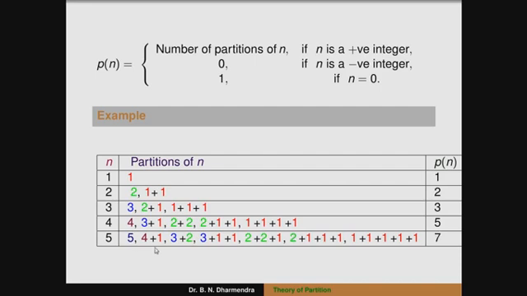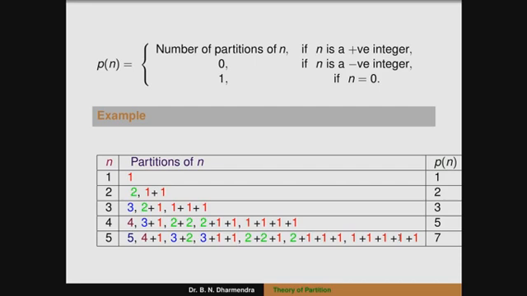Okay, the first term is 5, the second term is 4 plus 1, the next one is 3 plus 2, that is 3, 3 plus 1 plus 1, that is 4, and this one is 2 plus 2 plus 1, that is 5, and this one is 2 plus 1 plus 1 plus 1, that is 6, and all the terms of 1, that is 7. So therefore we have to write the partitions of n like that.